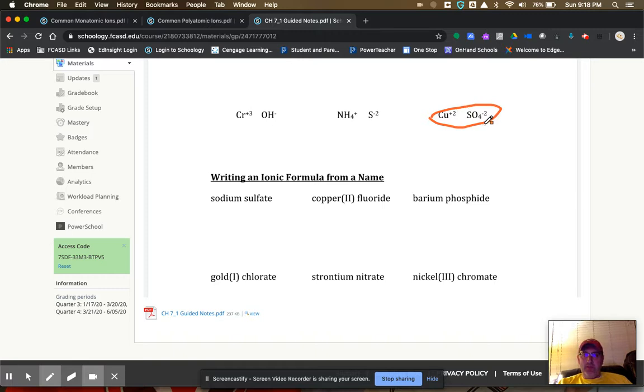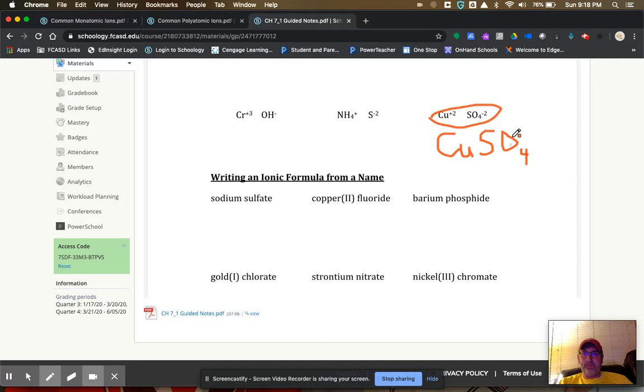So even if you brought the 2 down here and brought the 2 down here, that's not the simplest ratio of copper 2 to sulfate, 2 to 2. The simplest ratio in how we write ionic compounds is to show that it would be 1 to 1. So you would just write CuSO4. Okay, CuSO4. That's it. Note, SO4 is not in parentheses because there's only 1 of them, so you don't have to put it into parentheses.